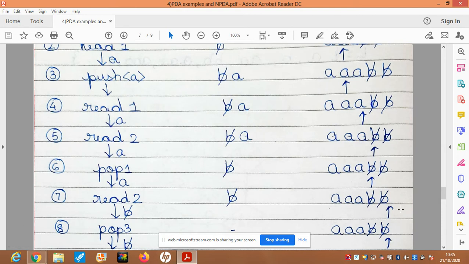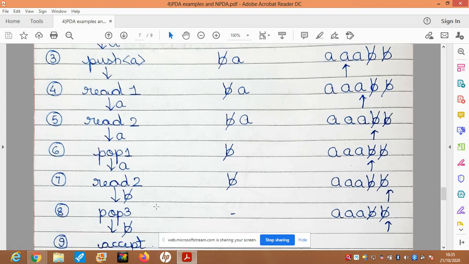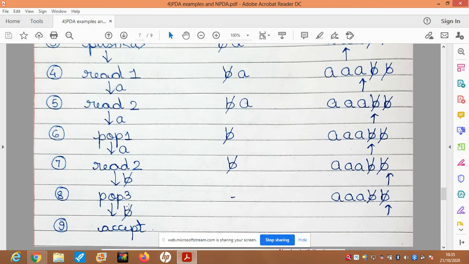Because I have read a blank character, the read head moves one place to the right. Now since I read a blank character, I go to the state called pop 3. So when I pop an element from the stack, I get a blank symbol, and that is why I will go to an accept state.